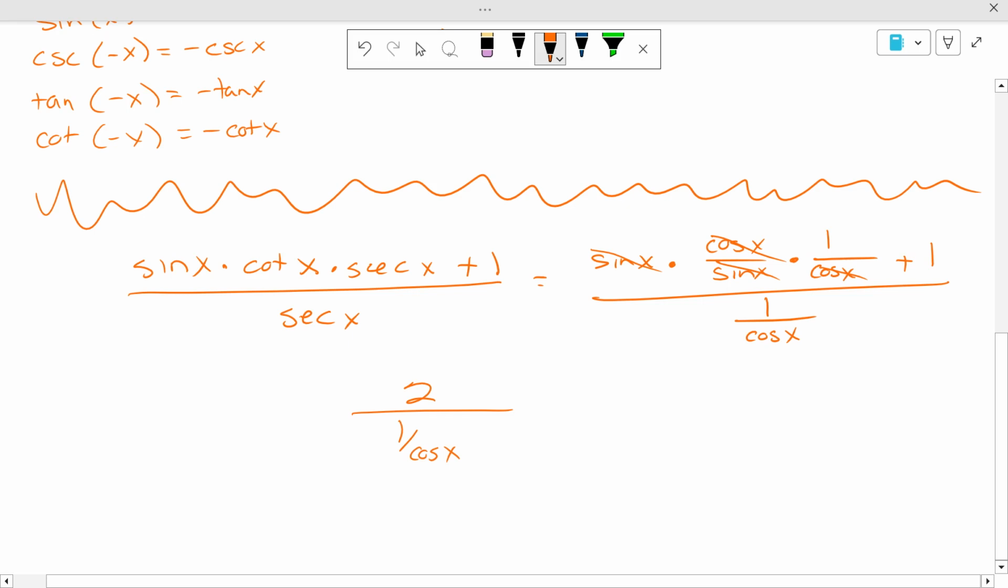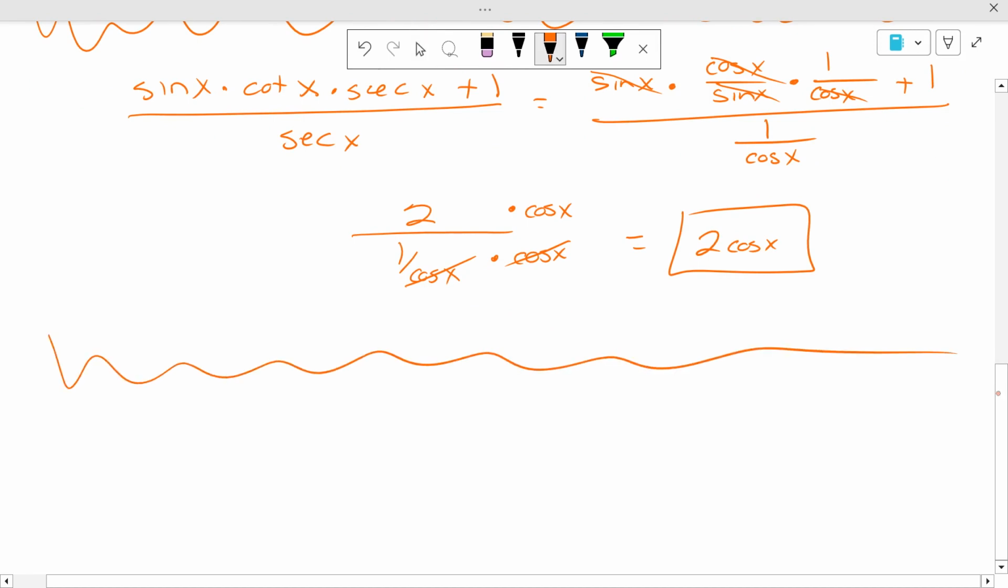Well, I have a complex fraction. I can't leave things as a complex fraction. So how do I get rid of the complex fraction? Multiply by the denominator of the denominator. These cancel, so it's 2 cosine of x, and I'm done. Okay, so you have some problems like that.